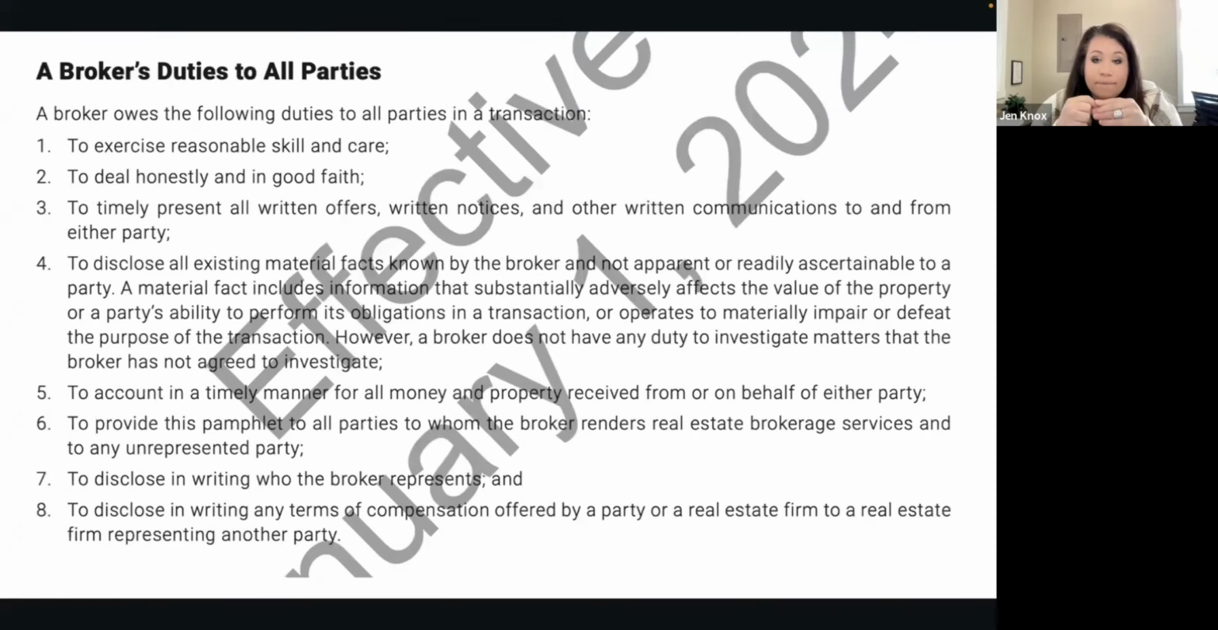So when it comes to exchanging anything like that, we are going to have to make sure that we're tracking it very well. And then obviously when we are writing up contracts, we want to make sure that we're disclosing which broker represents which party.